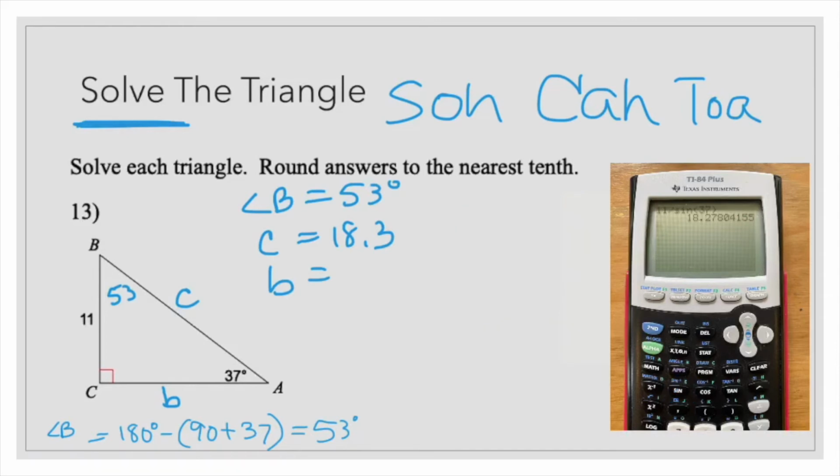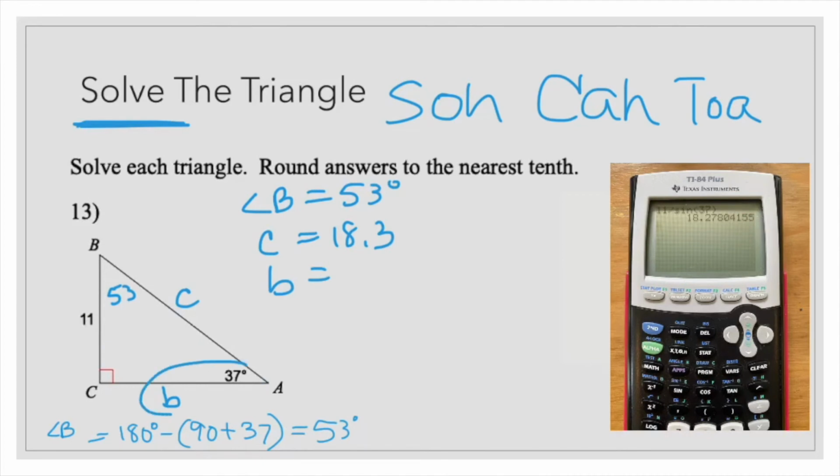All right, when we're going to find B, we could just use the Pythagorean theorem with the 11 and the 18.3. But I want to try not to use these values that I just found. I want to try to use just the 37 and the 11 to ensure that I get accurate answers and I won't mess up. If I messed up on one of these, then this answer will be wrong too. So I'm going to try to use the 37 and the 11.